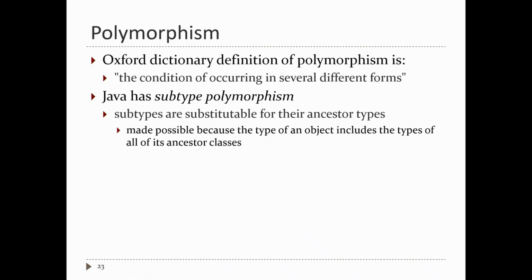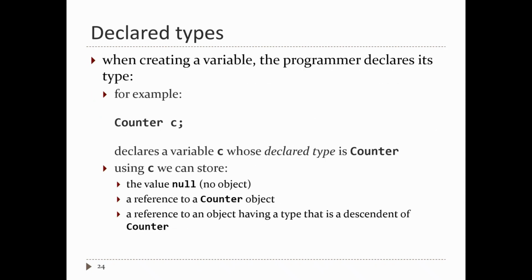Right? This works. Again, this works, right? Because your subtype objects, one of their types is counter. So throwing counter, one of its types is counter. So I'm allowed to store that in a counter variable c.